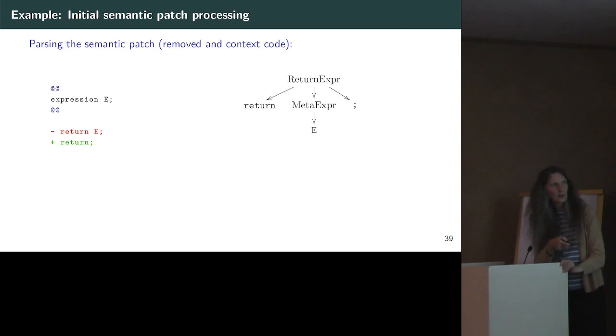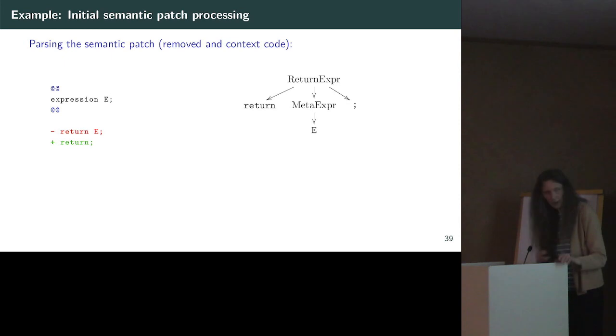We have an abstract syntax tree, and this abstract syntax tree is going to get transformed into a CTL formula, but this one is so trivial, it's just a single node of the control flow graph, and so we just keep the abstract syntax tree the way it is. Basically we have a return expression, it has a return token, we have a metavariable expression, it has the name of the metavariable, and we have our semicolon.